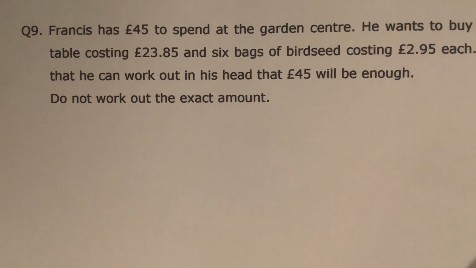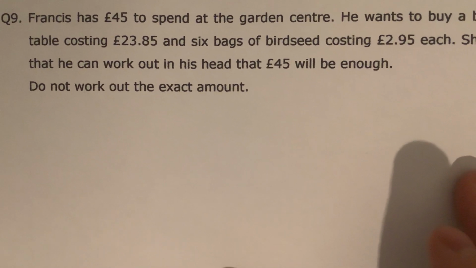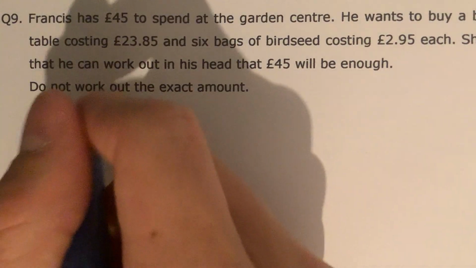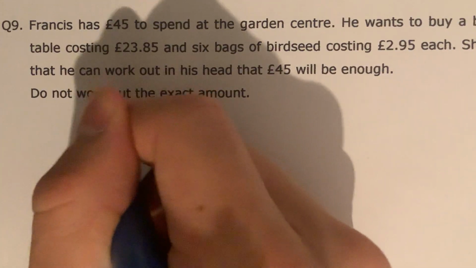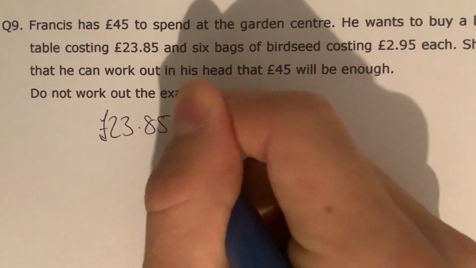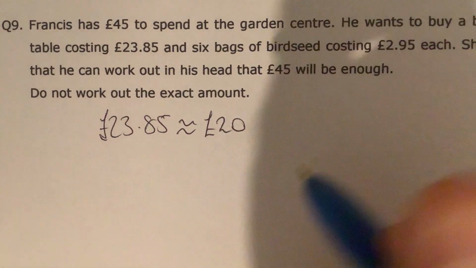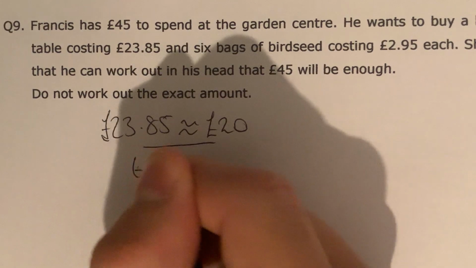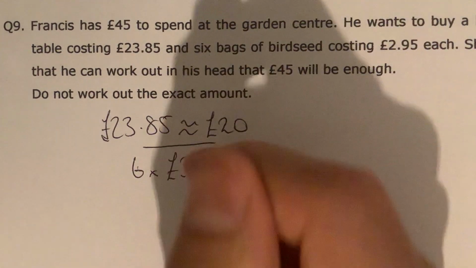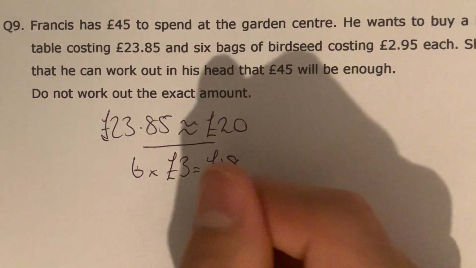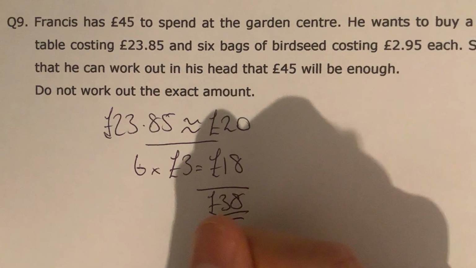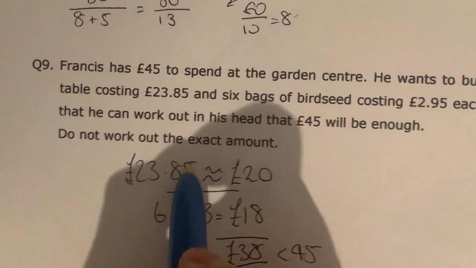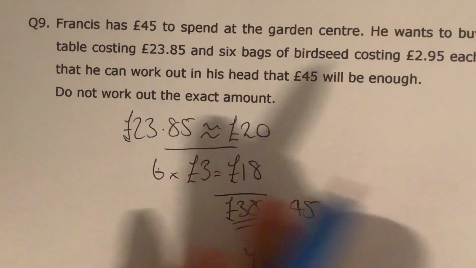Question 9. Francis has £45 to spend at the garden centre. He wants to buy a bird table costing £23.85 and 6 bags of bird seed costing £2.95 each. So 45 altogether. 23.85, we're going to round that to £20, rounded down though. In terms of 6 bags of bird seed costing £2.95, I'm going to do 6 times 3, slightly rounding up, which is 18. If I add those together, £38, which is definitely enough, that's less than 45. So yes. Even if we rounded this up to 25, he would still have more than enough.